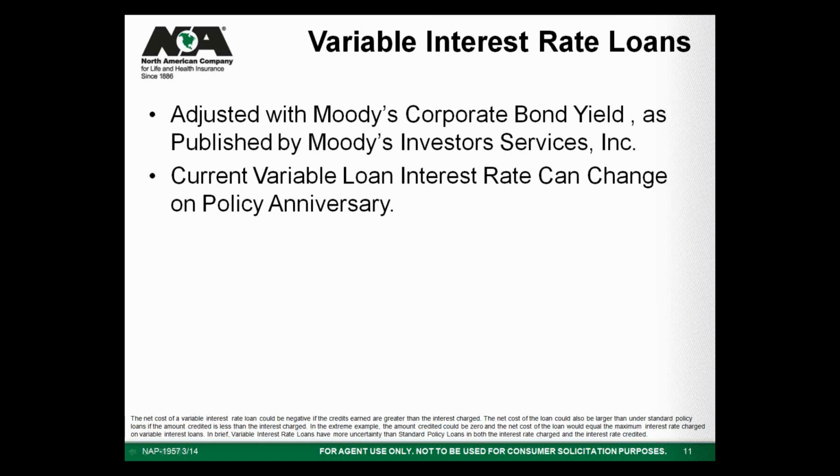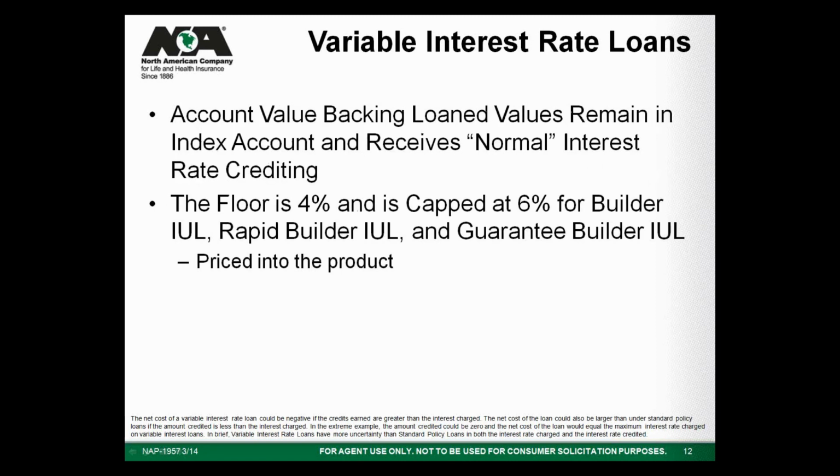It is adjusted with the Moody's corporate bond yield as published by Moody's Investor Service. And the current variable loan interest rate can change on the policy anniversary. So if it's say 4% when you start, it's going to remain that through the year. But at the end of the year, it can change just based on how things are moving. So the account value backing loan values remain in the indexed account and receives quote-unquote normal interest rate crediting. The floor is 4. It's capped at 6 for the Builder, Rapid Builder, and Guaranteed Builder, and that is priced into the product.